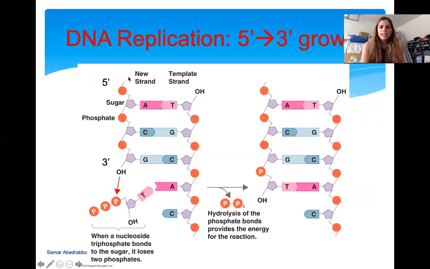Okay, so here is the DNA shown. The main thing I want you to take from this is that it always replicates by adding nucleotides on the 3' end. You can only add new bases on the 3' end. That's why we say that DNA always grows from 5' to 3'. This is where you will add your new bases.